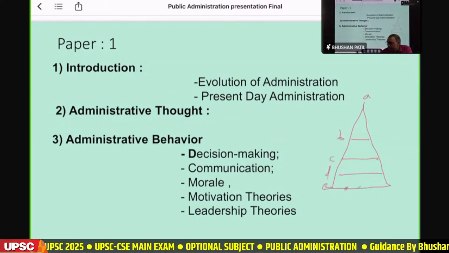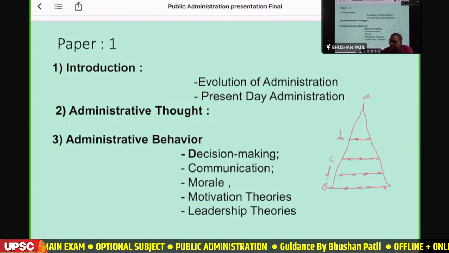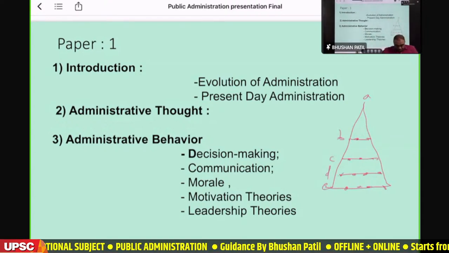So these different levels are here, and here there are different employees. Okay, and at the top level, a boss, CEO. Okay, leader.